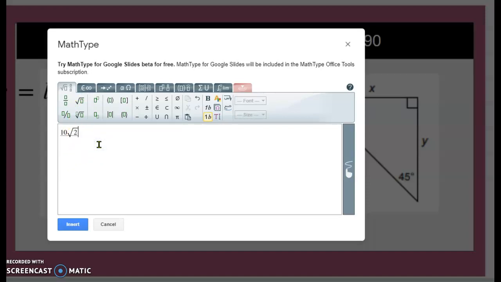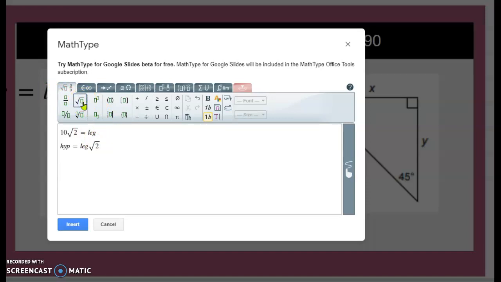Okay, so what we have to do, that's equal to the leg. Let's just go ahead and write that in. That's equal to the leg. And remember that our hypotenuse is equal to the leg times the square root of 2.